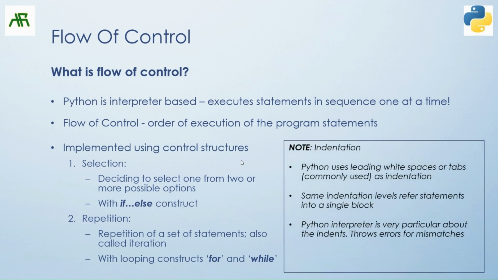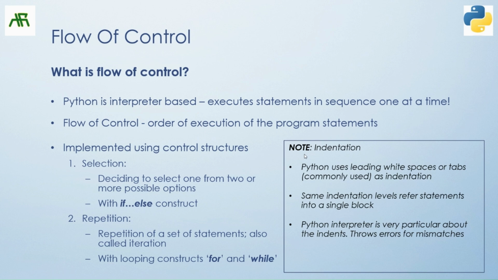We have to make a quick note of indentation here. Indentation is nothing but structuring the statements of a program in a particular alignment. In Python, leading spaces, white spaces, or a tab are used as indentation. Tab is the most commonly used indentation. The same indentation level groups statements into a single block. For example, you have a statement, then the next statement you have a tab, and you have a set of statements at the same tab level, and then you come back to the previous level.